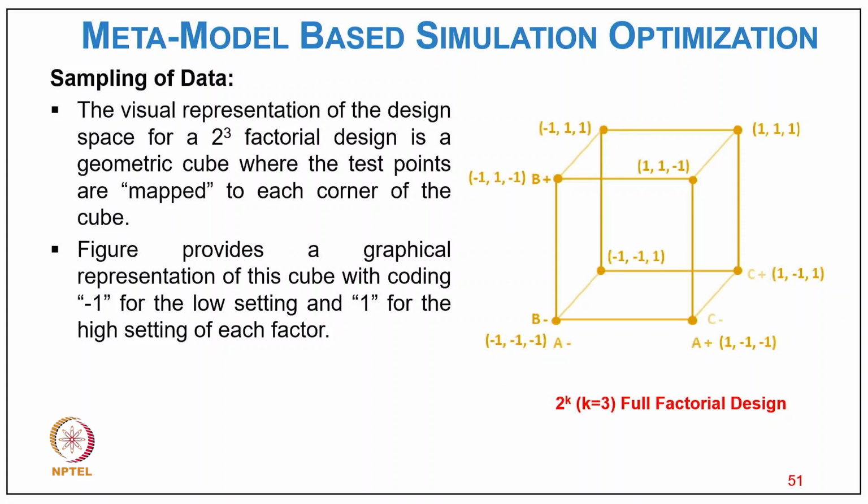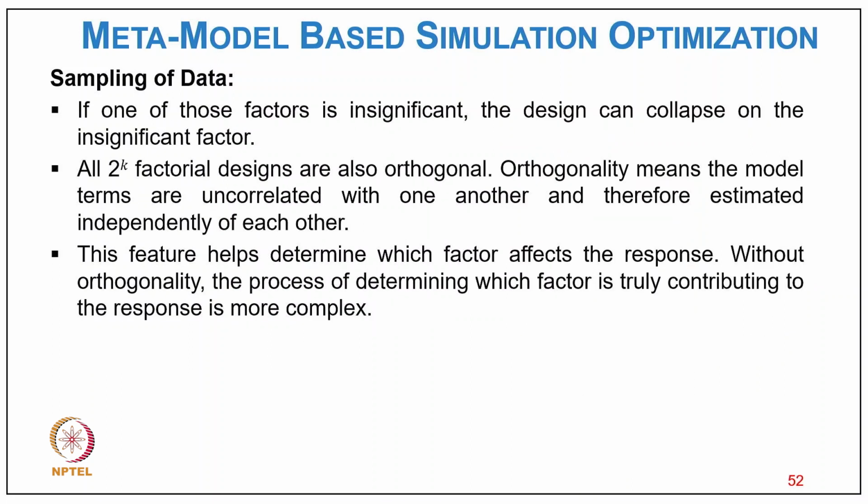The visual representation of the design space for a 2^3 factorial design is a geometric cube where the test points are mapped to each corner of the cube, and the figure provides a graphical representation of the cube with the code -1 for the low setting and +1 for the high setting of each factor. As you can see here, with k equal to 3, the full factorial design is in 3-dimensional space with different nodes given in the cube. So if one of those factors is insignificant, the design can collapse on the insignificant factor, and all 2^k factorial designs are also orthogonal.